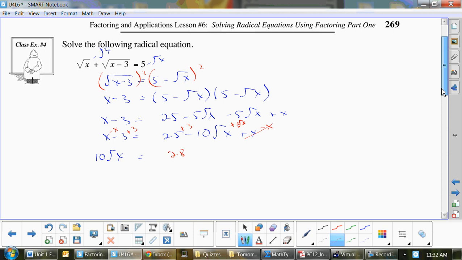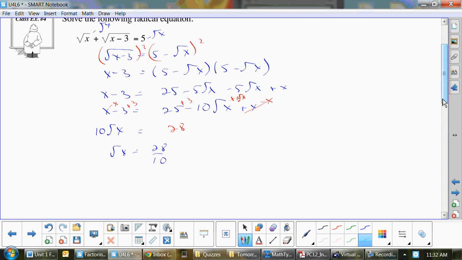Now, there's 2 options here. You can square both sides at this point, but I wouldn't yet because I can do something still. I can actually divide by 10. So I'd have root x equals 28 over 10, which is actually root x equals 14 over 5. I'm just reducing my fraction. Don't put a decimal there, but you can leave that as a fraction.